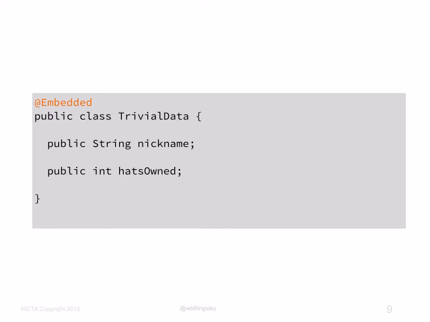In this case here, I've now got some trivial data, nickname and hats owned, and I've said that this is embedded. What embedded means is that this isn't an entity of its own. It doesn't get its own table. If you see something that has some trivial data in it, just add a couple of columns, nickname and hats owned, rather than giving them their own table or their own association tables to link them up.